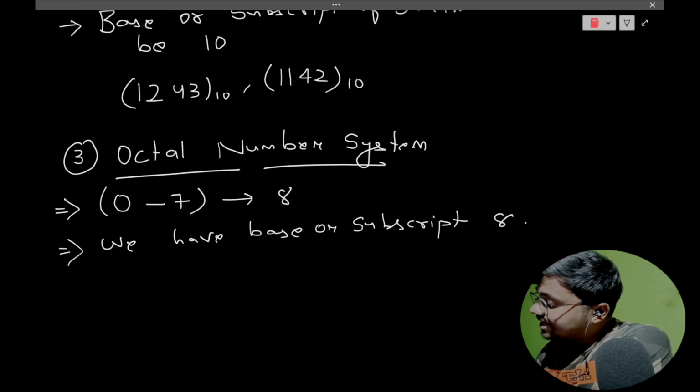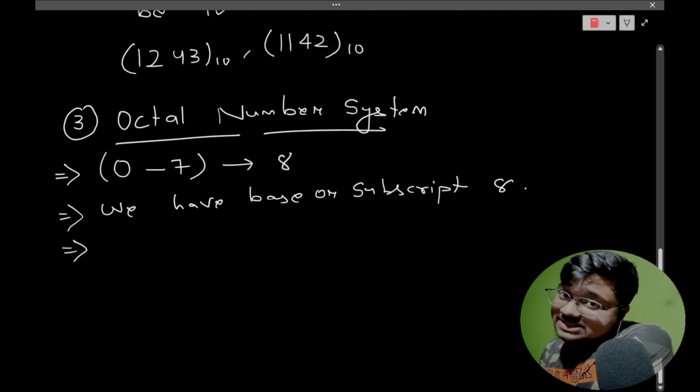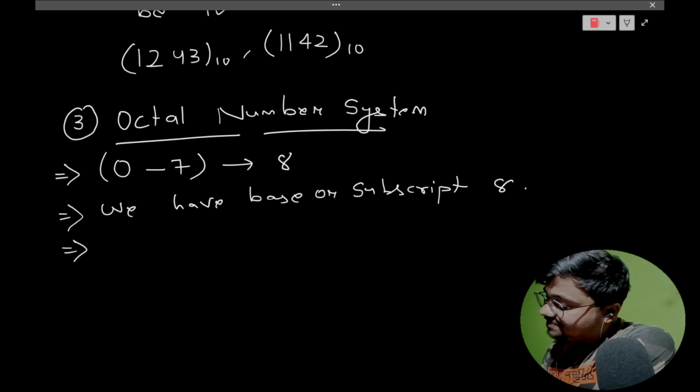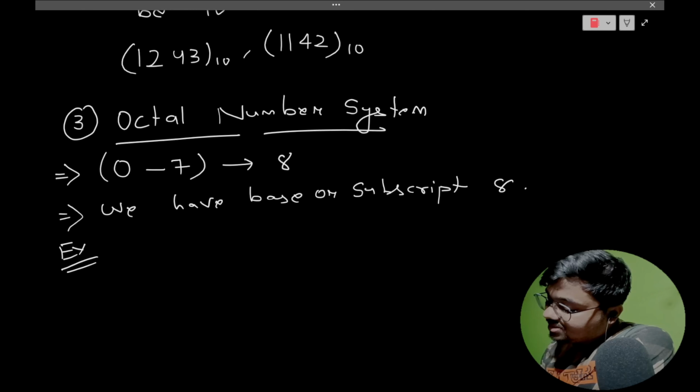Base subscript, that is 8. Here I have not given an example. As I have mentioned, the combination of digits will be from 0 to 7 only. Likewise, let me give one example over here: 1 2 4 9.